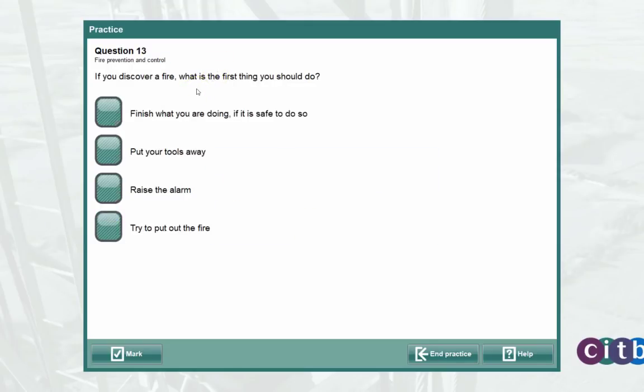If you discover a fire, what is the first thing you should do? Finish what you are doing if it is safe to do so. Put your tools away. Raise the alarm. Try to put out the fire.